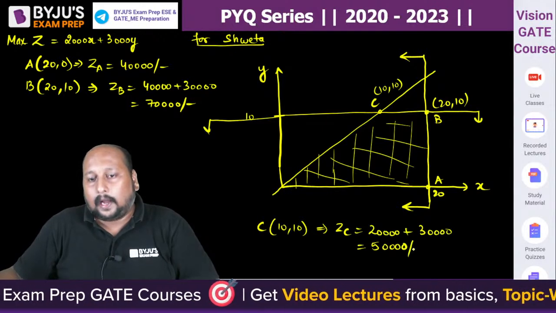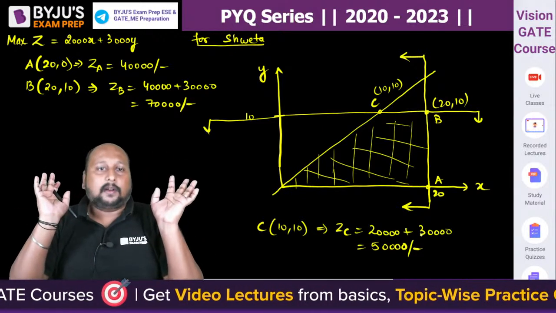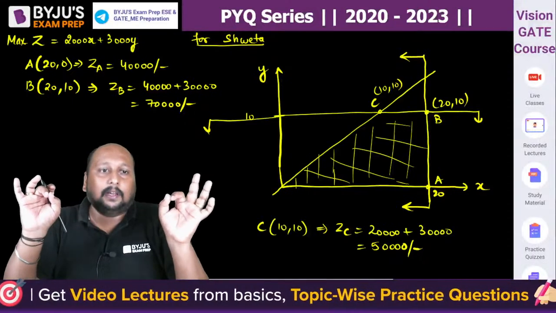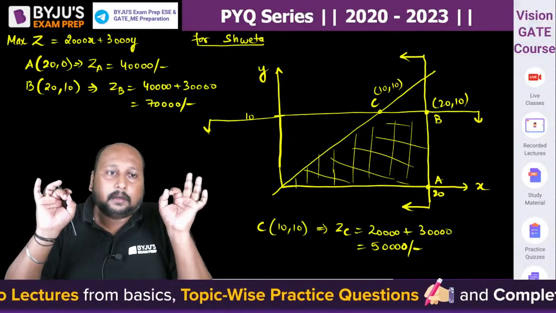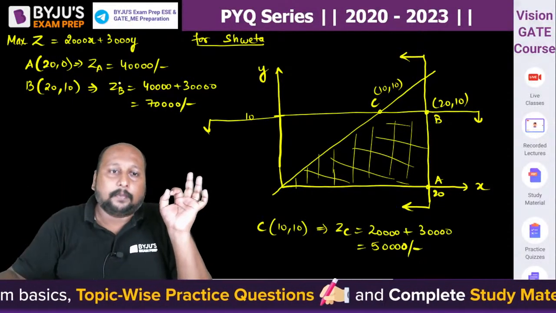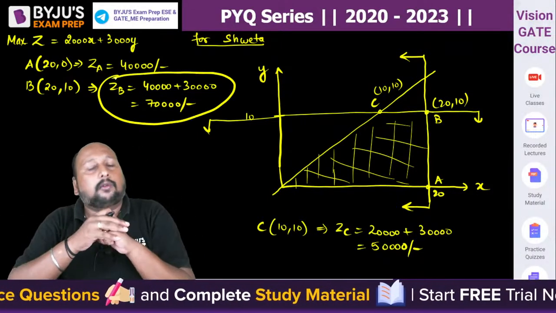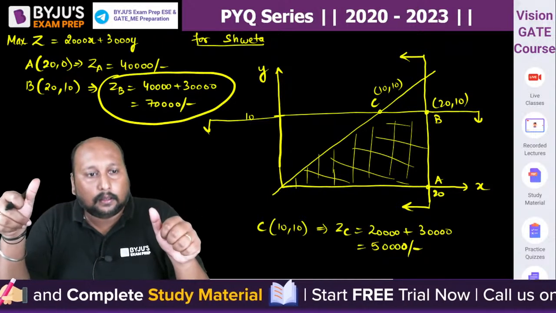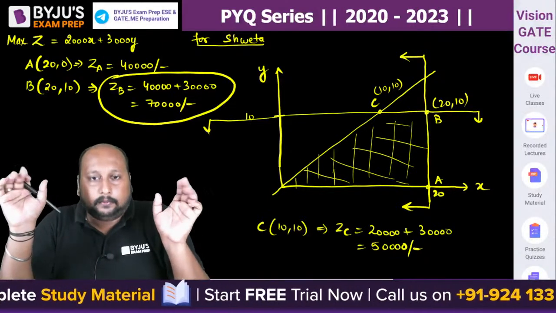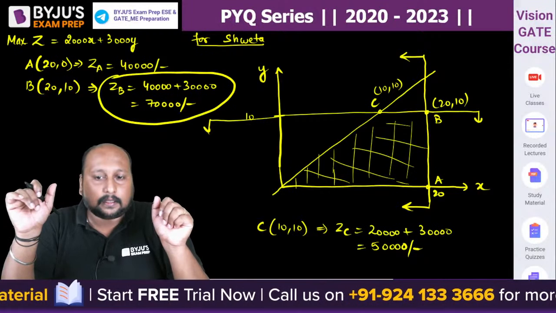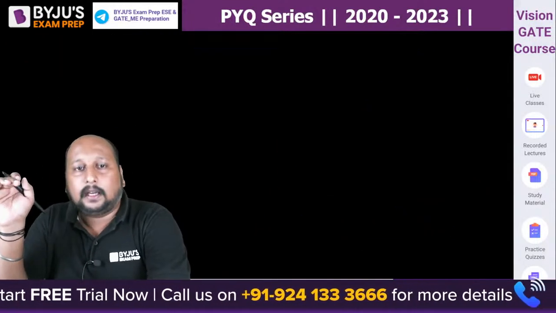Okay, so it is clearly visualized that for maximum value of Z, at point B we are getting the optimal solution. This is the optimal solution for Shweta. 70,000 is the optimal solution for Shweta. Everyone, do you agree with me on this? Right. So let us go with Ashok's case.